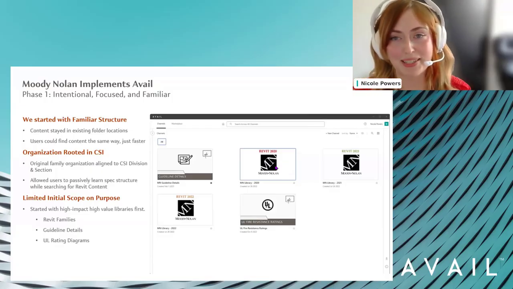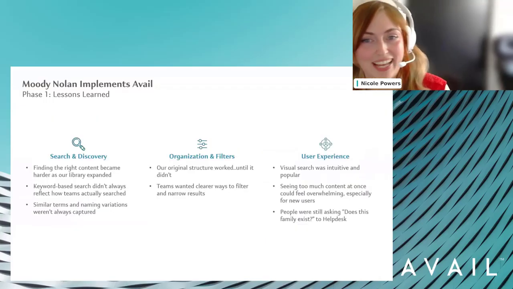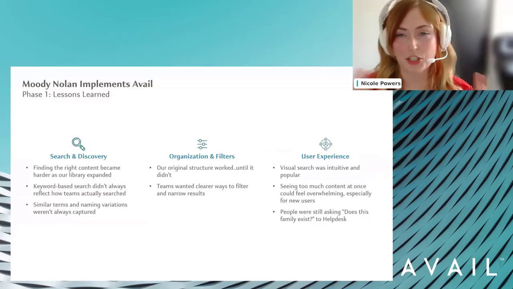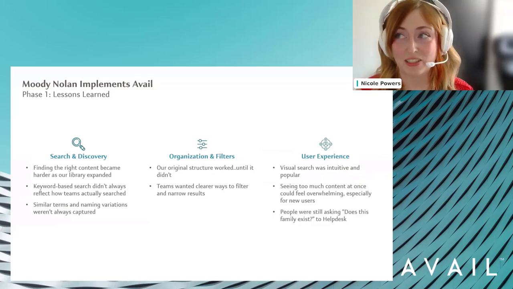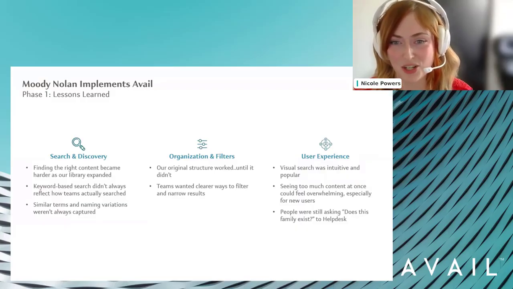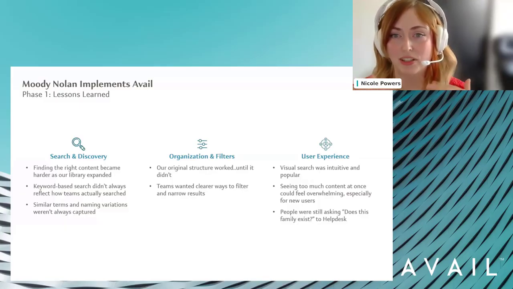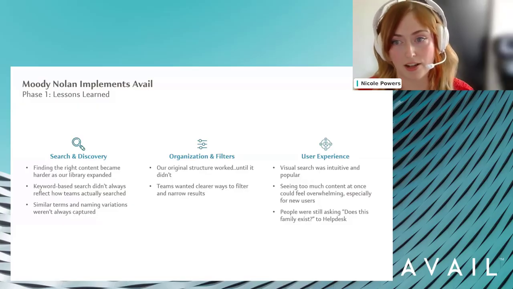And that was really successful, but we did learn some things from that initial setup. We learned that as the content kept growing, the search became harder, and it was almost like Avail was too good because it was showing you too much at one time. And so our users were asking for a way to start filtering that content down because they wanted to narrow down the visible results once they opened Avail.